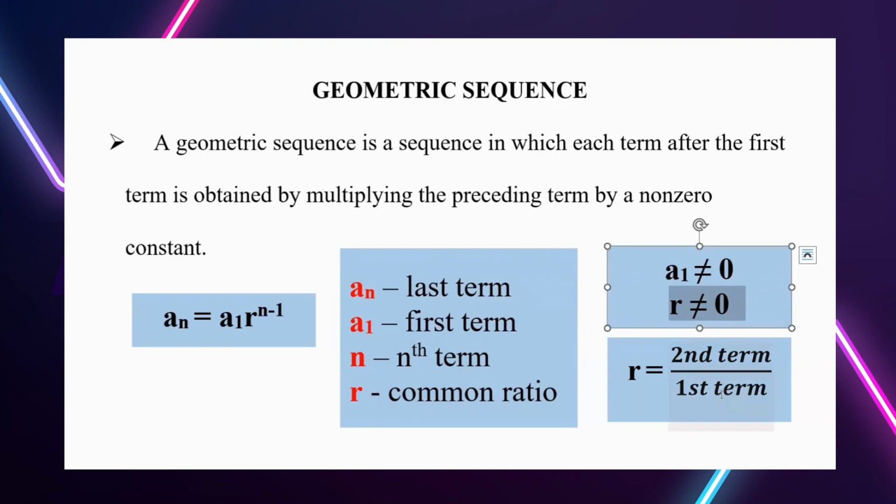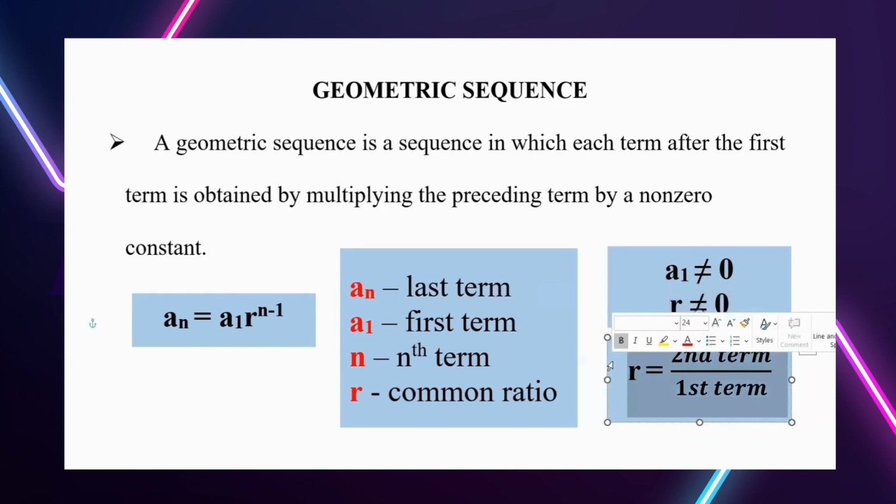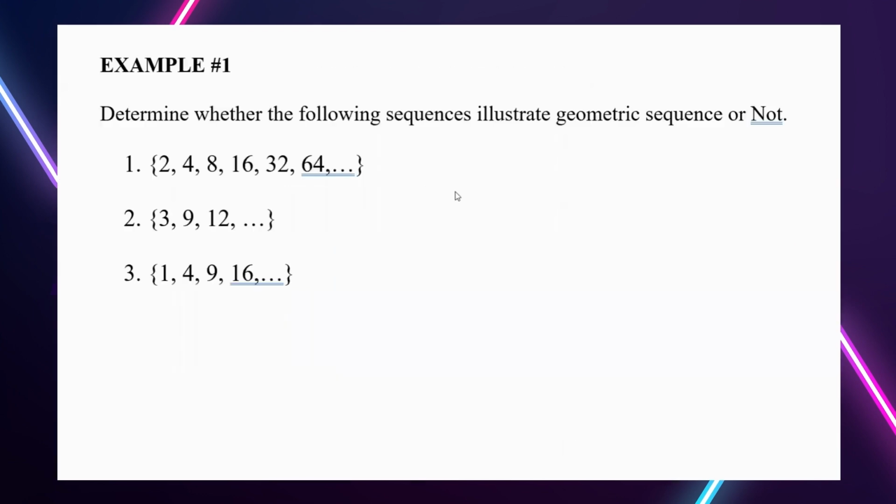We can get the common ratio by dividing the second term by the first term. Again, makukuha natin ang common ratio of the geometric sequence once we divide the second term by the first term or its preceding term. Take a look at our example number 1. Determine whether the following sequences illustrate geometric sequence or not. Ibig sabihin, aalamin natin ang tatlong sequences na to kung ito ay nagpapakita ng geometric sequence o hindi.